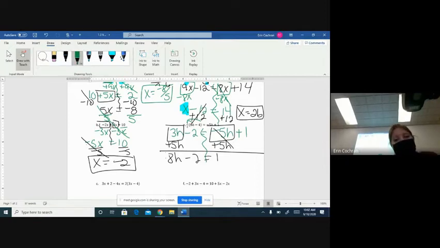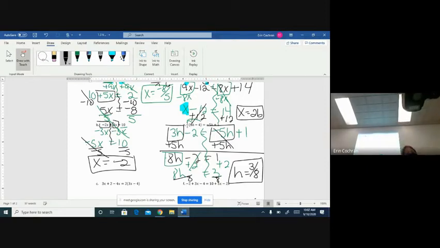All right. Now leaving 8h alone, I need to move the negative 2. So how do I move the negative 2 over? Add it. So 8h equals 1 plus 2 is 3. And then how do I get rid of the 8? Divide by 8. So h equals, now can I divide 3 by 8? No. Do we need a calculator to figure out the decimal? No. We just leave it as 3 over 8. All right. Good job.